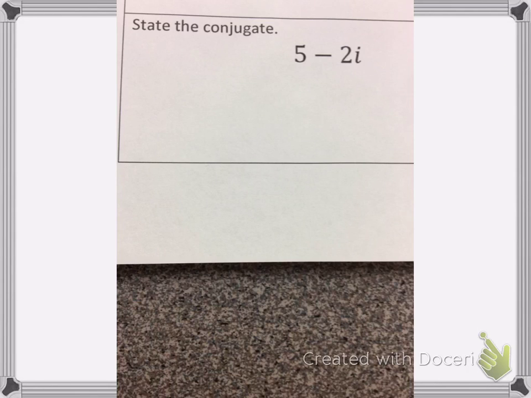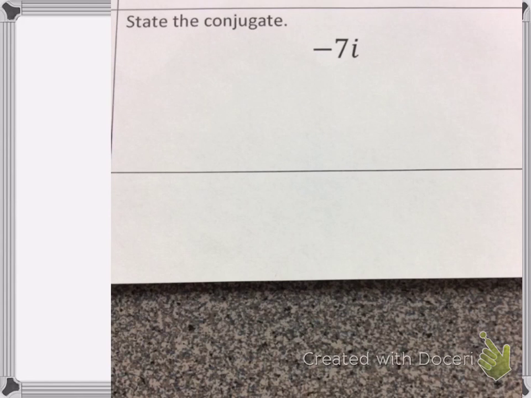At the bottom of the note-taking guide, there's a couple of examples that just say to state the conjugate. If you have 5 minus 2i, your conjugate is going to be 5 plus 2i. Leave the sign alone on the real, change the sign on the imaginary. If you have a negative 7i, the real part would be 0 out front. We're just going to leave it 0, and change the sign on the imaginary part for a positive 7i for the conjugate.